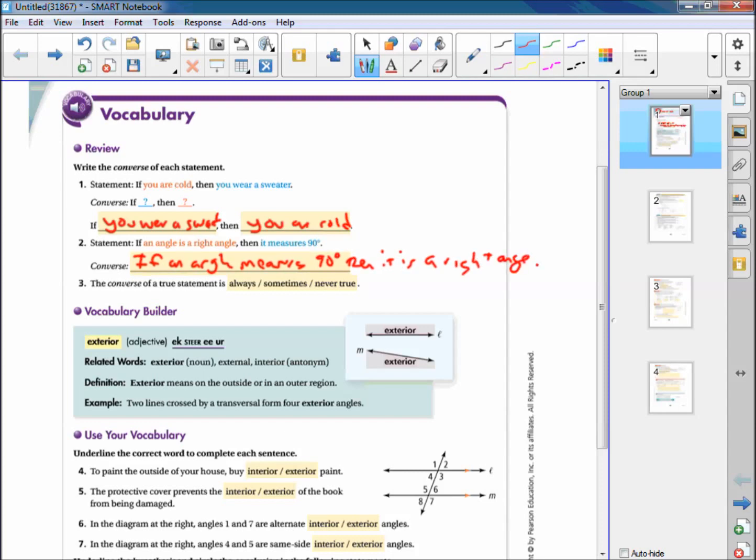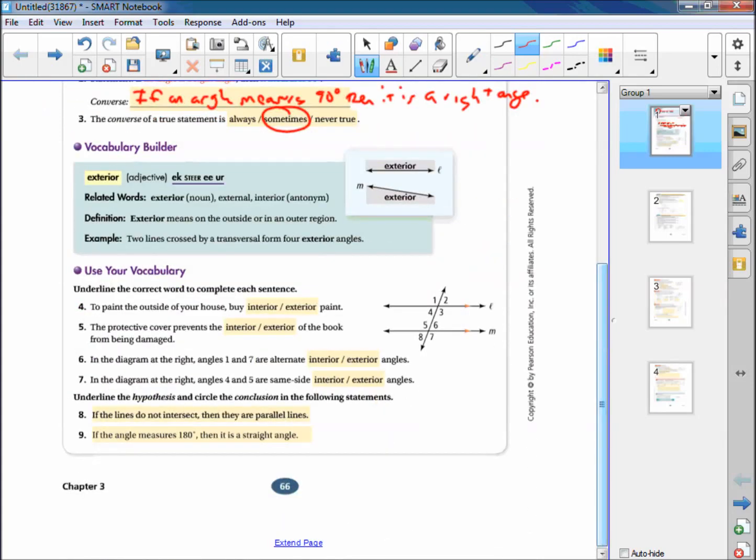And the second one is definitely true because it's a good definition of a right angle, so it's reversible. So we learned that already, that the right angle definition was good. The converse of a true statement is only sometimes true though. If it's always true, it'll make a good definition, but if it's sometimes true, it doesn't work. Possibly if you wear a sweater, it might not actually be cold.